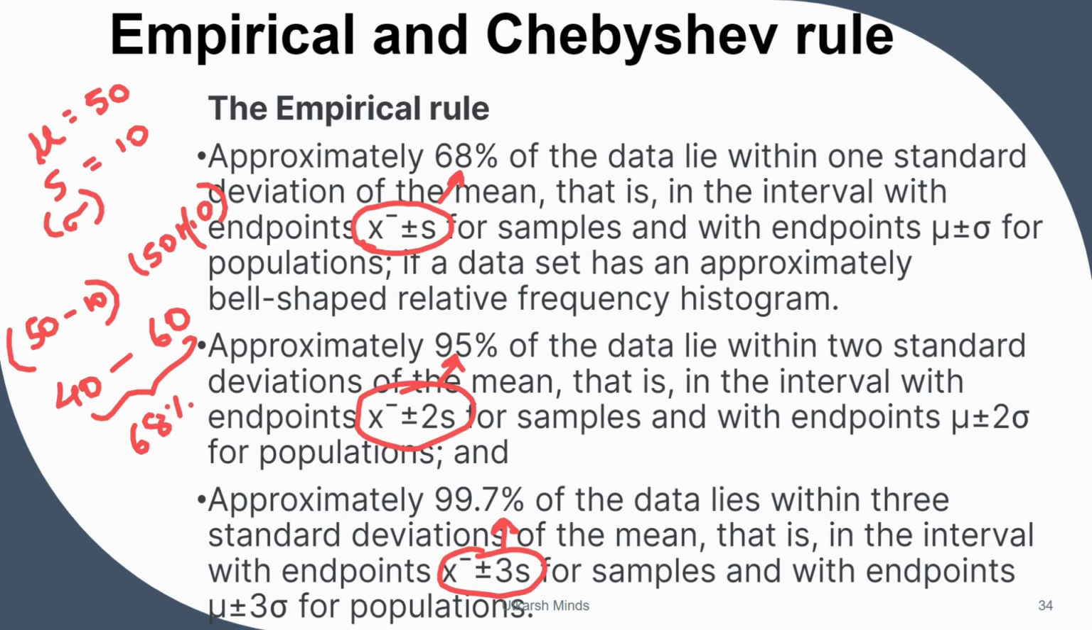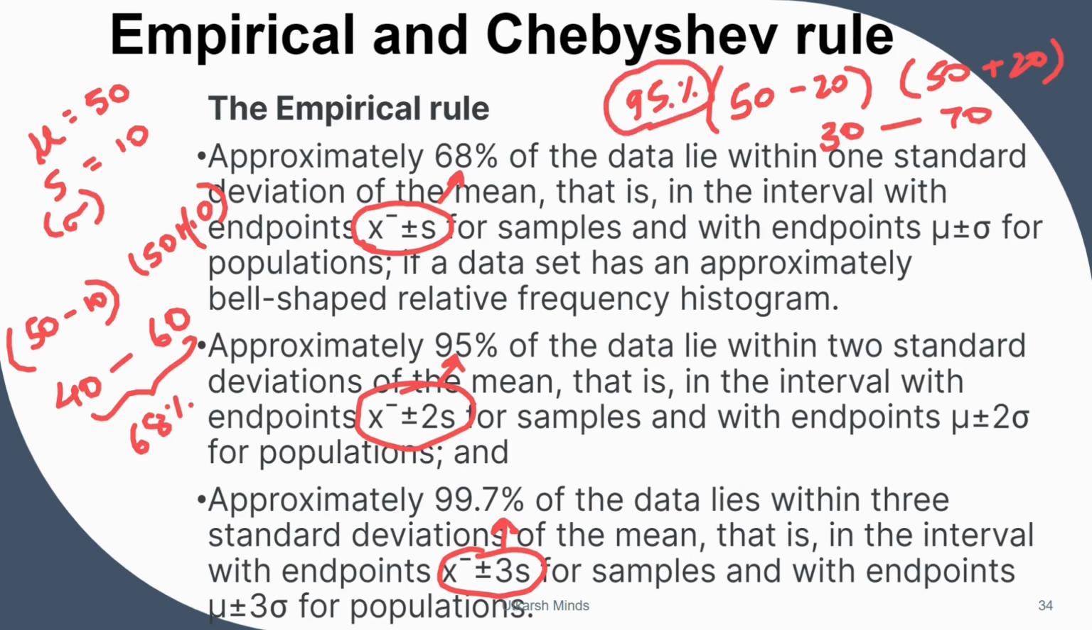If you want to know in which range 95% of the students lie, then you can do 50 minus 20 and 50 plus 20, which is 30 to 70. In this range you will find 95% of the students, and 99.7% of the students will be between 50 minus 30 and 50 plus 30, which is from 20 to 80. So that is the use.